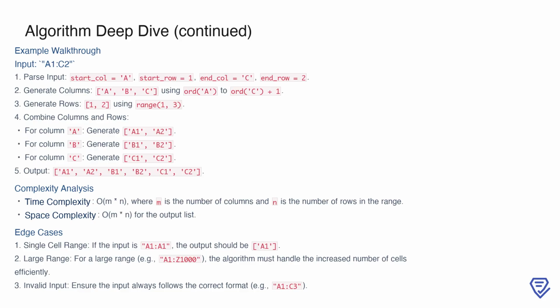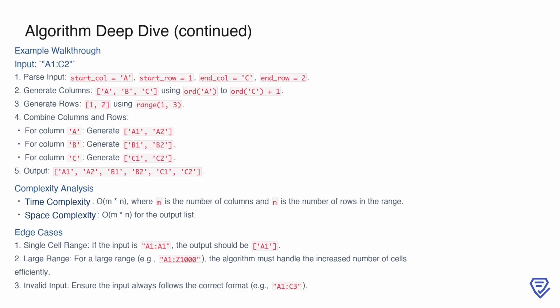Regarding complexity, the time complexity is O(m*n), where m is the number of columns and n is the number of rows, as we generate one cell reference for each column-row pair. The space complexity is also O(m*n), to store the output list.